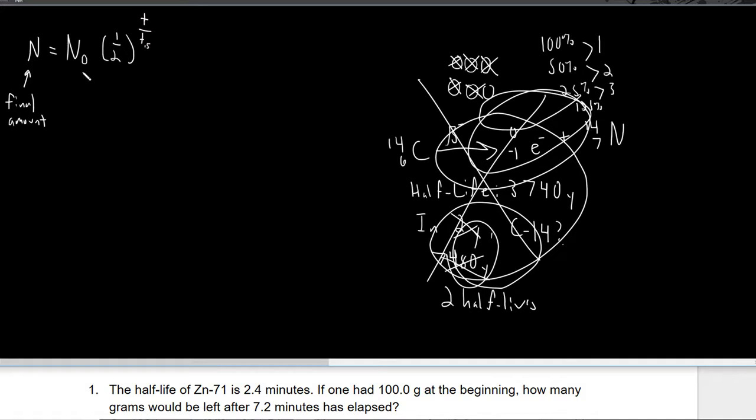N0, that's our starting amount. And once again, that could be grams or atoms. Just know, if I'm talking about the amount in mass at the start, I'm going to end with the amount in mass. Okay. 1/2 is literally 1/2. It's 0.5. It's just a number. It's always 1/2 because we're working with half-lives.